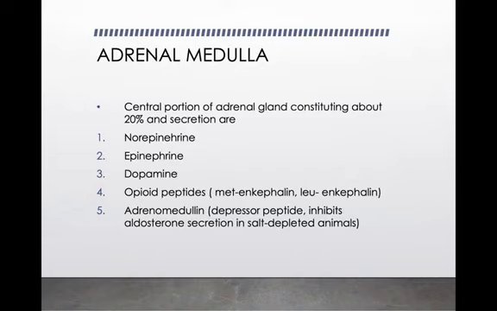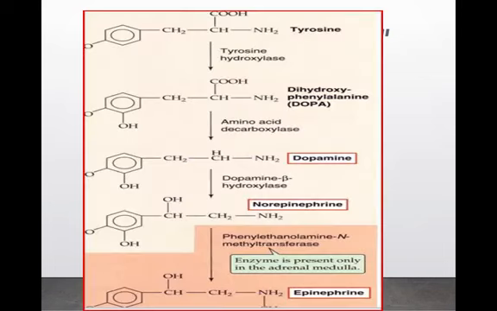Today we are going to discuss the adrenal medulla. We have already discussed the adrenal cortex, and the inner part of the adrenal gland is known as the adrenal medulla, and it is 20% of the whole gland. It has a number of secretions: norepinephrine, epinephrine, dopamine, opioid peptides, and adrenomedullin.